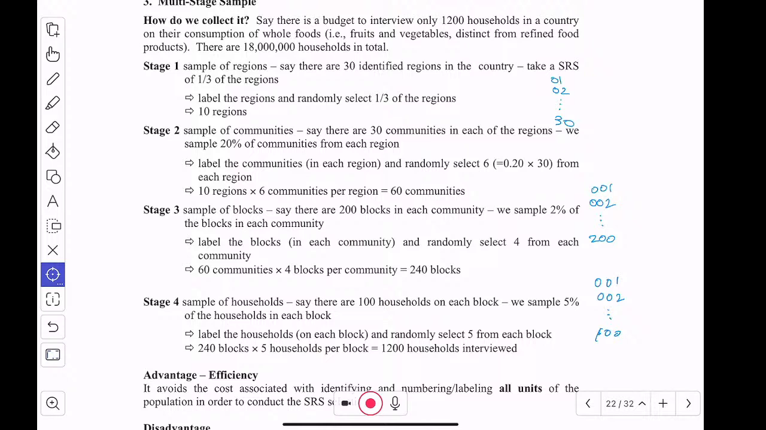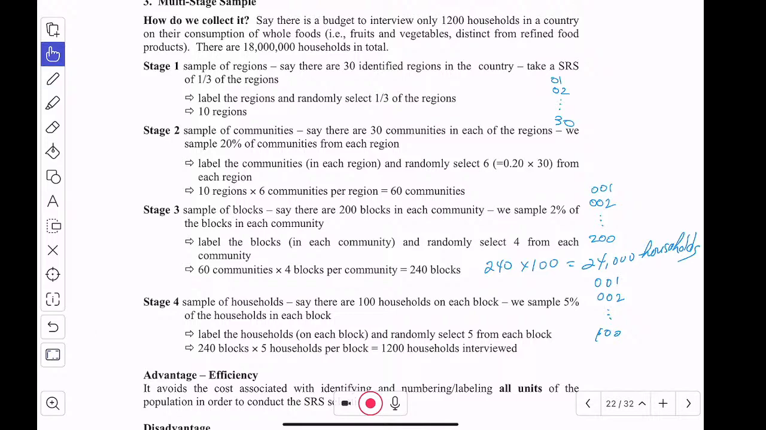in the end, you're going to pick 5% of 100 households, that's 5 households from each block. So 5 times 240 blocks gives 1,200 households that are interviewed. So the only list you need is for 240 times 100 equals 24,000 households. That's all that you have to identify and label. It's a lot better than 18 million.